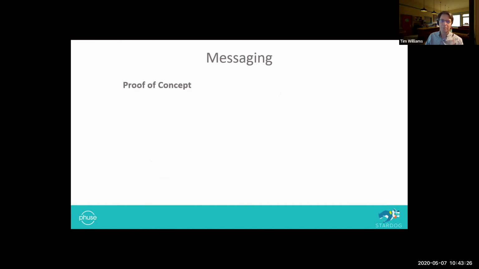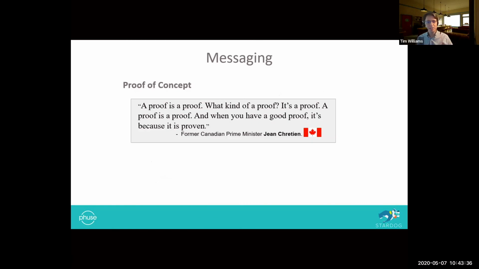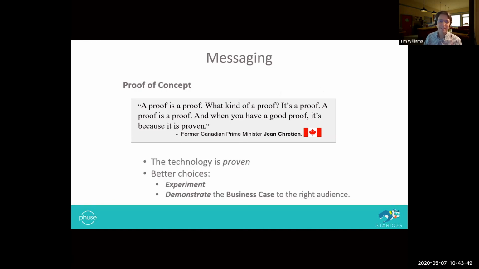Next, on the topic of messaging, proof of concept. You may be tempted to tell your manager that you want to create a knowledge graph proof of concept. This implies that the technology is unproven, but it is proven. Linked data has been around for almost 20 years now. As my former prime minister would say, we have a good proof because it is proven. Yes, I voted for that guy, and that is the only political statement I wish to make today. What you need to do is provide an experiment or demonstrate a business case to the correctly targeted audience.